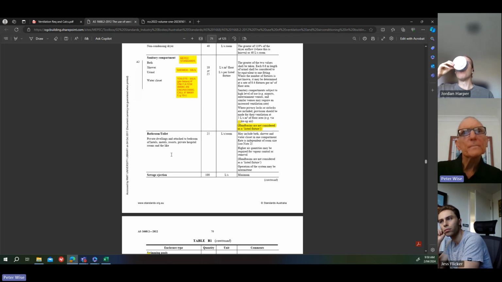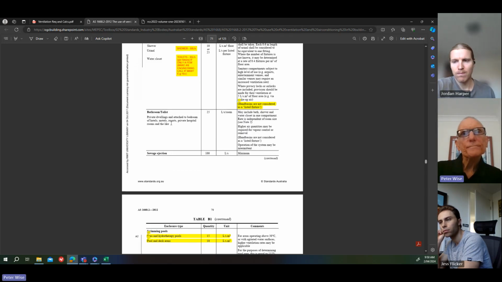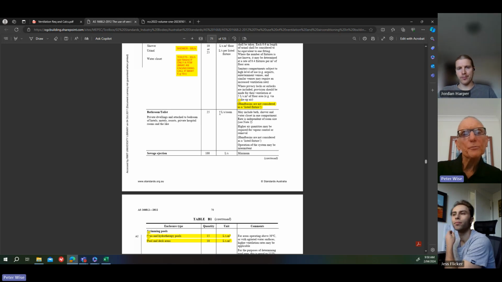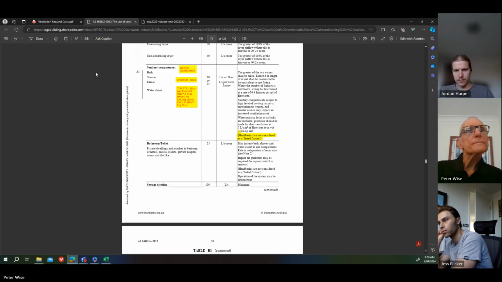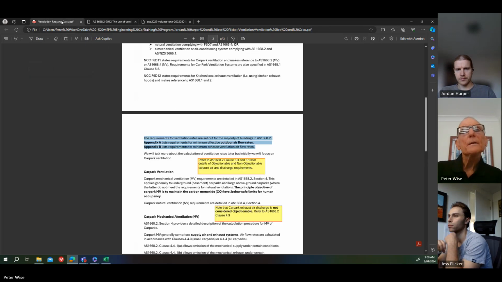For a residential building, so an apartment, you can have 25 litres a second per room. So a bathroom, which has got, say, a shower, a toilet, or it might have a bath in it, it's just 25 litres a second for the room. And so on. We'll talk about that more later, probably next week.